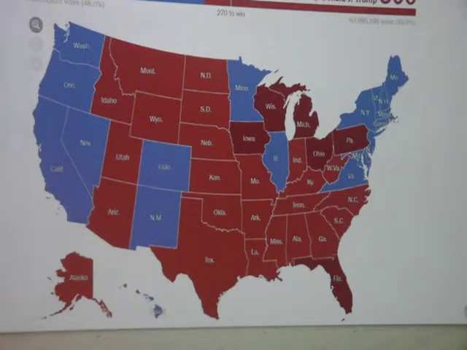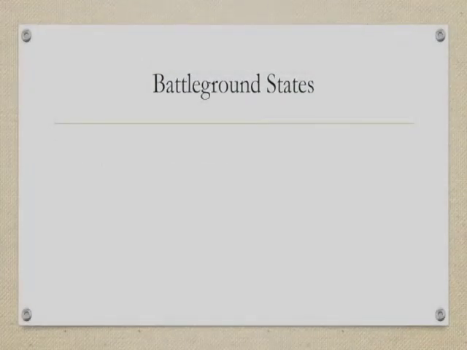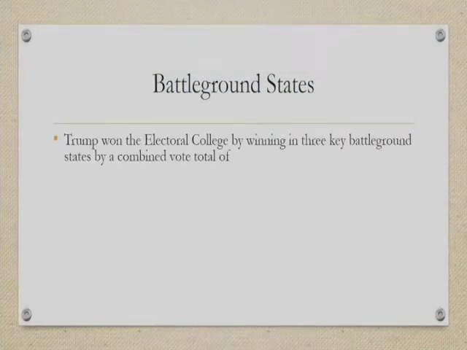And why am I going to do that? These are battleground states. Trump won the Electoral College by winning three key battleground states by a combined vote total of, wait for it, 77,000 votes, right? So in three states, he won the Electoral College, pushing him over the necessary votes to get elected president by only 77,000 votes.